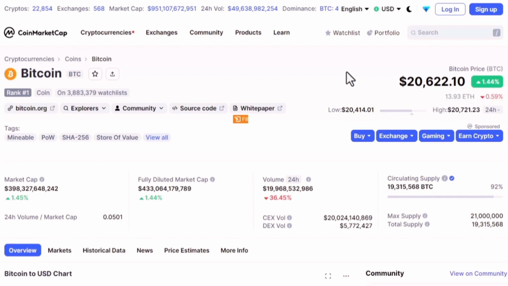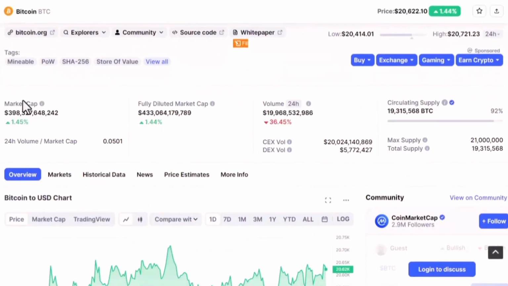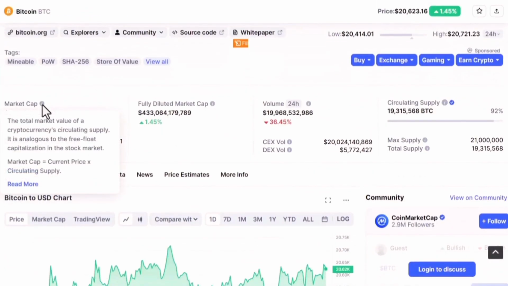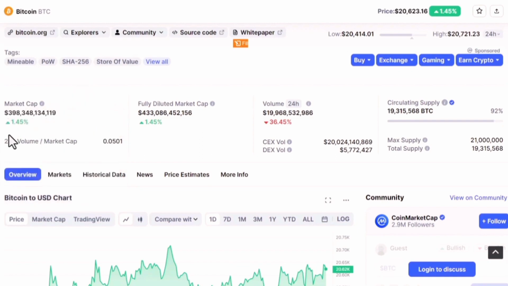Then furthermore, we have the market cap. So what is the market cap? As you can see here, the total market value of a cryptocurrency's circulating supply. It is analogous to the free float capitalization in the stock market. Market cap equals current price times the circulating supply. In easier words, this is the whole amount of value of Bitcoin. So this is the amount. And it had a growth in the last 24 hours.